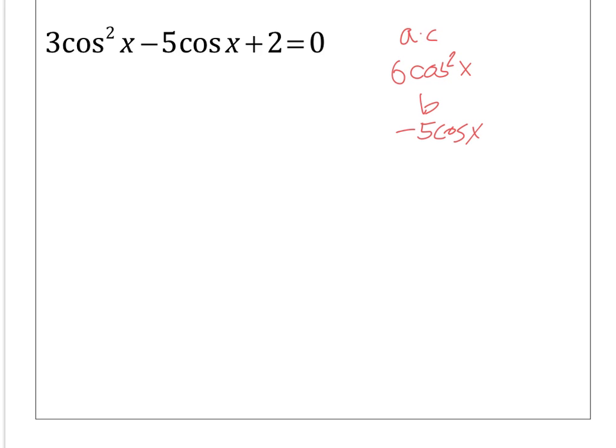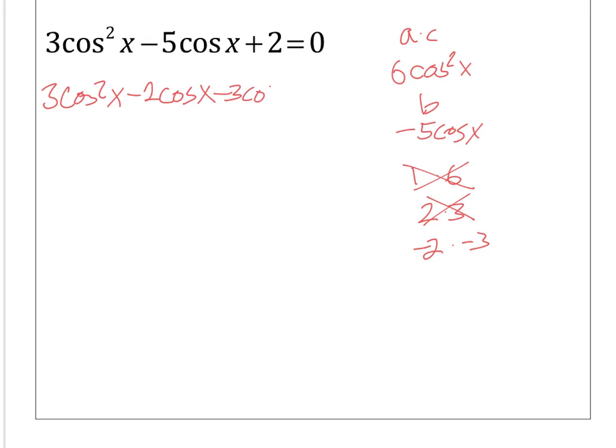Okay, well, things that multiply to 6, 1 times 6, well, that adds to 7. Negative 1 times 6 would be negative 7, okay. 2 times 3 would be positive 6, positive 5 rather. But negative 2 times negative 3, I get positive 6, and negative 2 plus negative 3, I get negative 5. Nice. So 3 cosine squared x minus 2 cosine x minus 3 cosine x plus 2 is equal to 0.